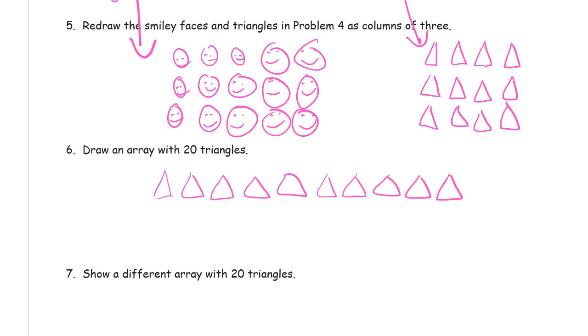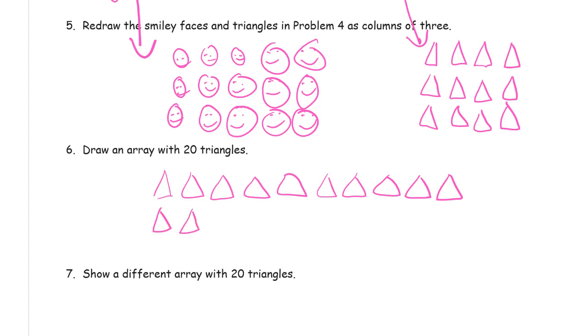Now, for it to be an array, it has to have rows and columns. So when I draw my other row of 10, I don't want it to start here because then these aren't exactly in the same column. I have to draw. Columns have to be up and down like this.